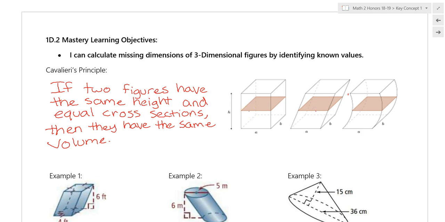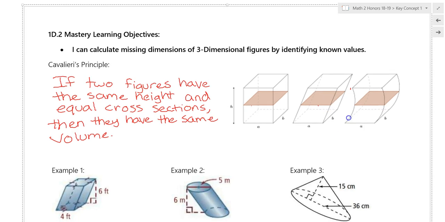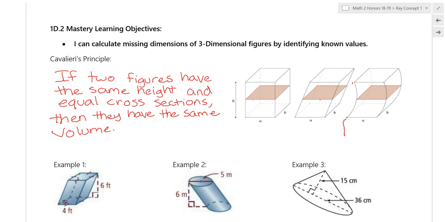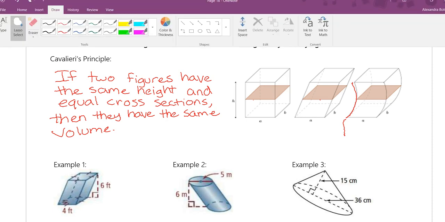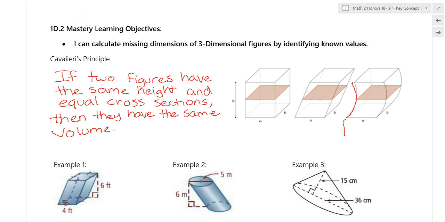I basically cut the figure with like a string and see what happens. If I cut straight through it, it would make a square in there, a square here, and a square here. It doesn't matter that this is curving as we go around. This one area right here is a square. So they all have that same square as we go up that shape. All three of these have the same volume.